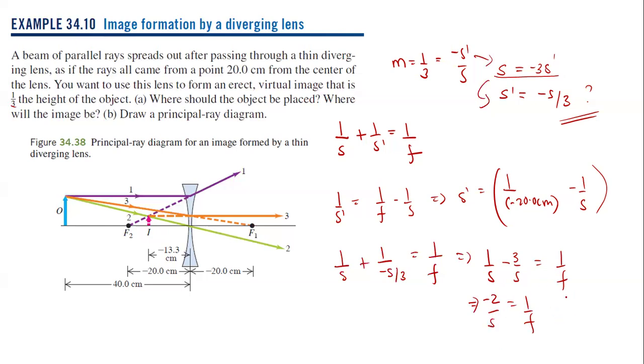So what can we do about here? Unsa man ganatong ipangita? So we want to find where we should put the object. So this is our target variable. So s is just equal to negative 2f. So we have negative 2 times, this is negative 20, so the object distance s is equal to positive 40.0 centimeters.